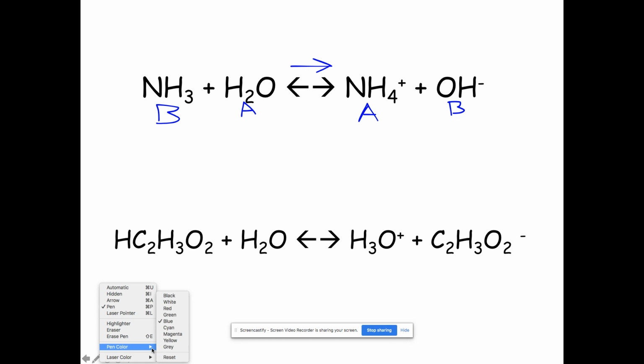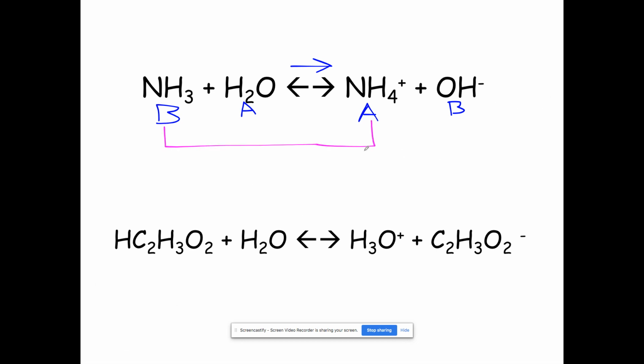So let's do the conjugate acid-base pairs here. So the base on this side and the acid on that side, that's what we call a conjugate acid-base pair. What's the only difference? A proton. Here's the other pair. And I forgot we were doing some of that too. All right, let's take a look here.